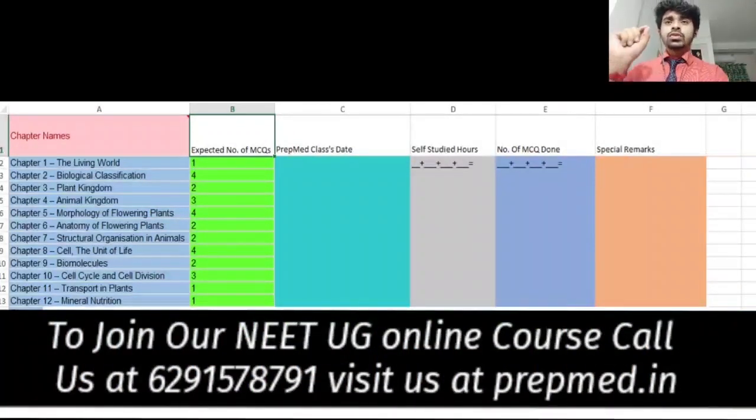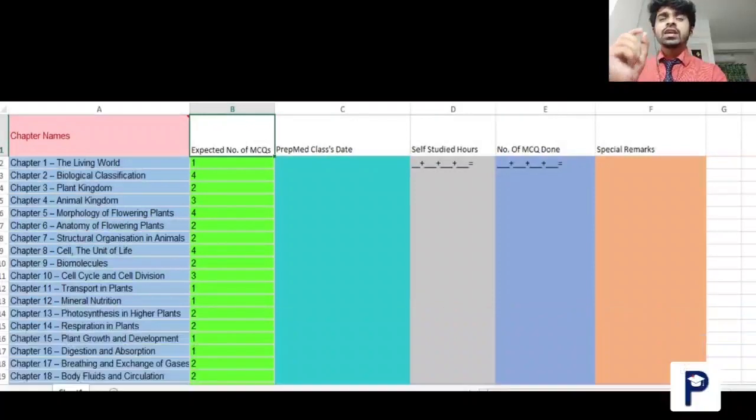Okay, so the next column, to the right side of it, you will get the self-study hours. Suppose in the biomolecule chapter, in the same row, suppose from the PrepMed end the teachers have invested 2 hours, 3 hours, 8 hours, whatever. Then you also have to mark what the self-study hours are.